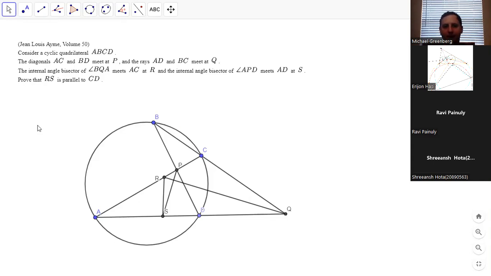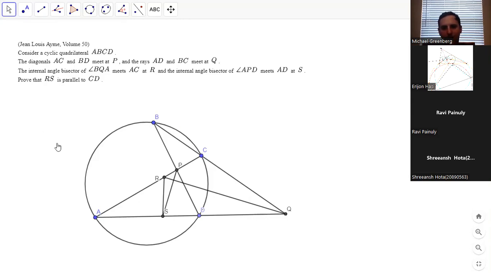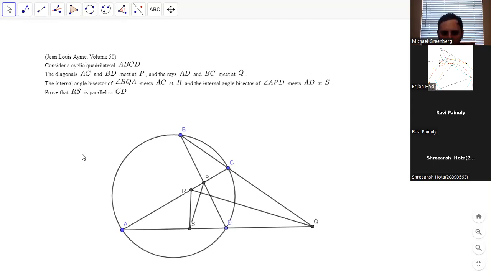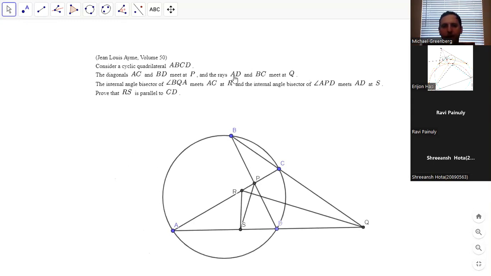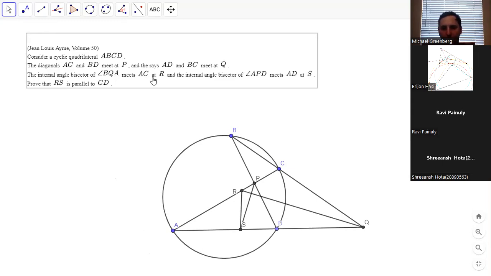If you just label PDA as beta and PAD as alpha, I think AP upon PD equals sine beta upon sine alpha, which is the same as, what was the other one? AQ over QC. Yeah, I see what you're saying. So basically, you have these two triangles right here, but this angle is 180 minus that.